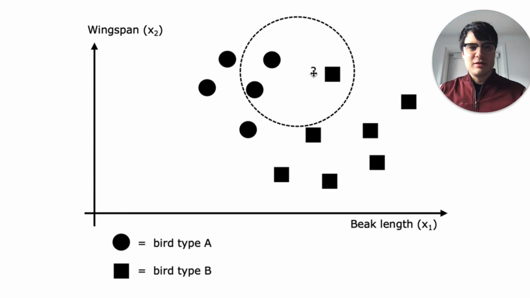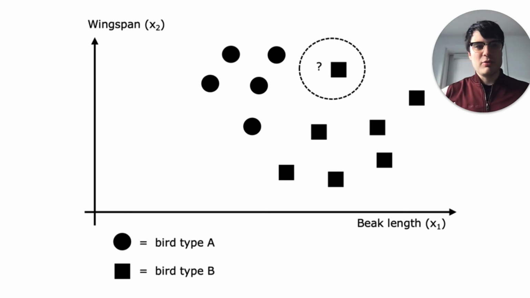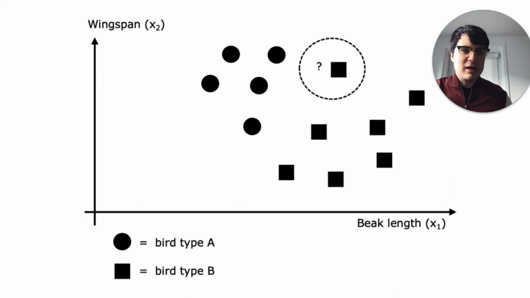So if we were doing 3 nearest neighbors classification, we would classify this unknown question mark bird as bird type A. It's important to note, though, that let's say that we were doing 1 nearest neighbor. We set K to 1. In that case, the closest neighbor is a square. So it's really important to get the setting of K correct, or possibly average over many K values, depending on your application.